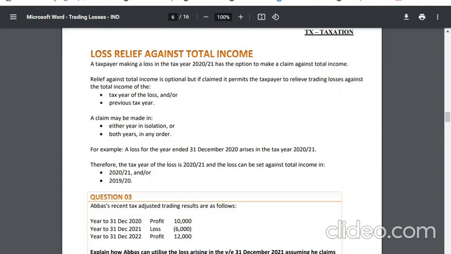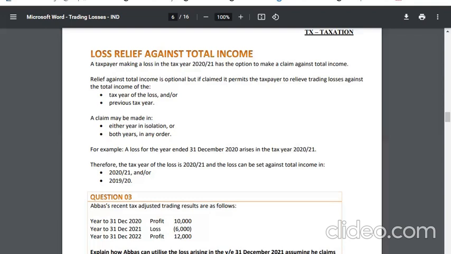Okay. Relief against total income will work in this way. It will be adjusted from the current year and it will be carried back, not carried forward. It will be carried back 12 months, meaning the loss of 6,000. Which tax year is this? 31st December 21 is in which tax year? 21 to 22. You are right. So the loss can be adjusted in the current year.